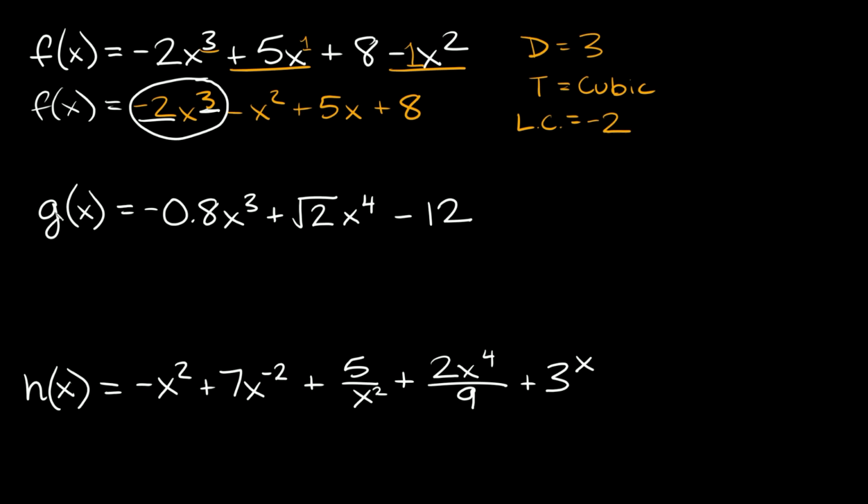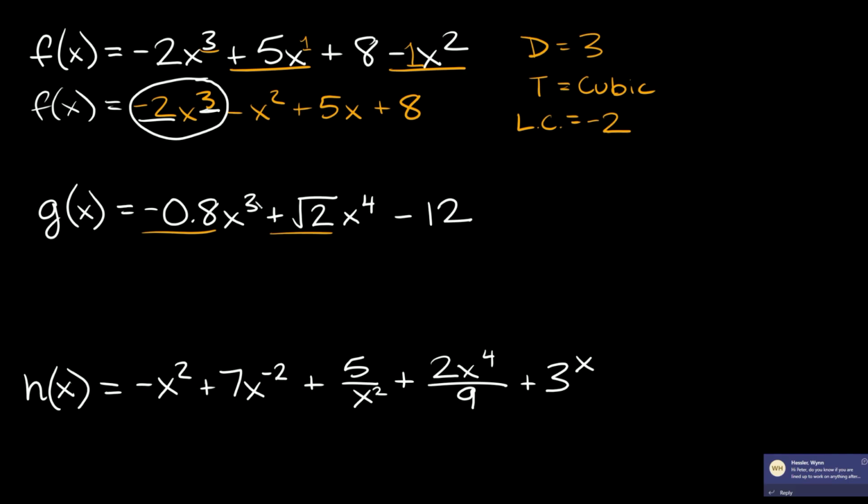Okay, cool, not too bad, right? So let's just do a couple more. So here's g of x is equal to -0.8x cubed plus √2x to the fourth minus 12. Okay, so first of all, do each of these three terms pass our test? The coefficients are -0.8, positive √2, and then just a constant -12, right? So again, your coefficients can be any number, positive or negative. So decimals, fractions, square roots, these are all good.